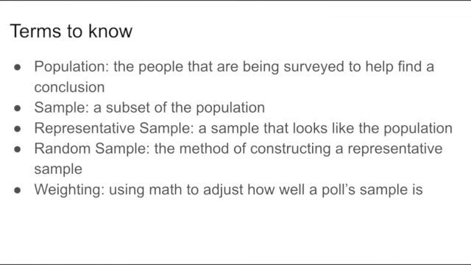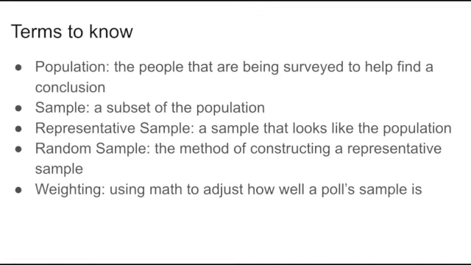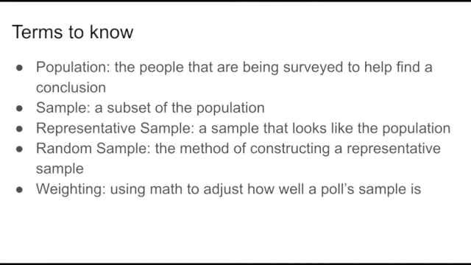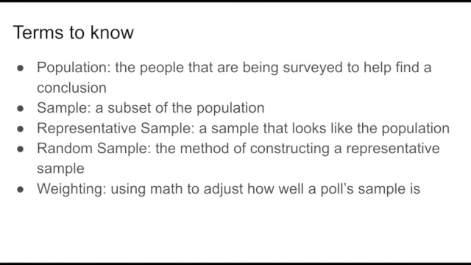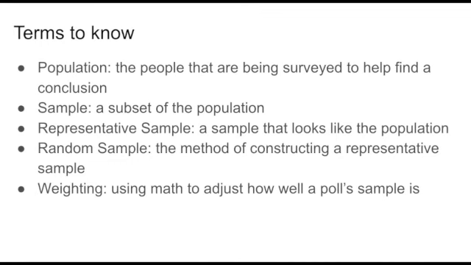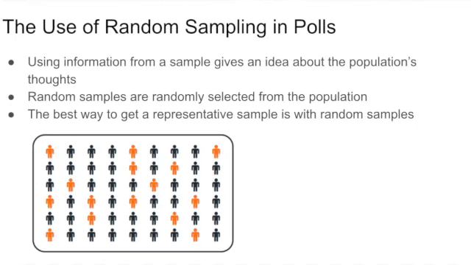The first term is population, which is the people that are being surveyed to help find a conclusion. A sample is a subset of the population, meaning not the complete population. A representative sample is a sample that looks like the population. A random sample is the method of constructing a representative sample, and weighting is using that to adjust how well a poll sample is. The first thing we're touching on is the use of random sampling in polls.